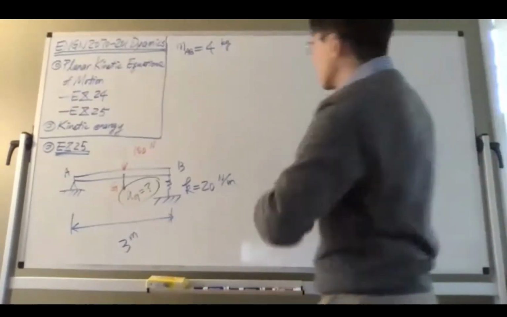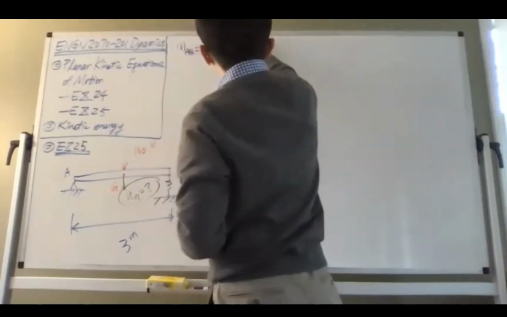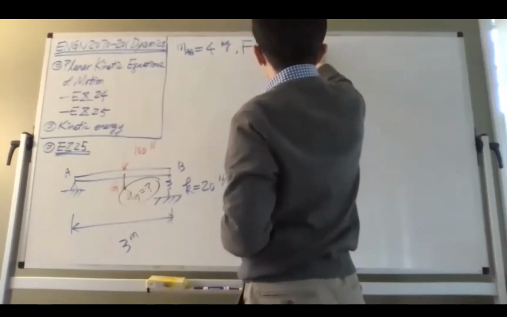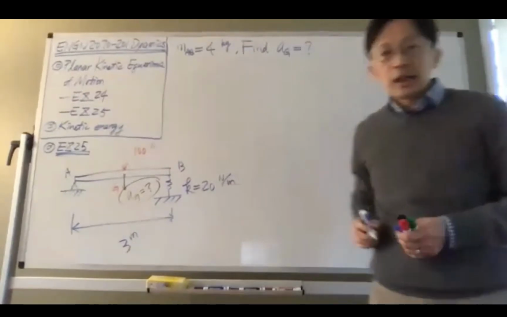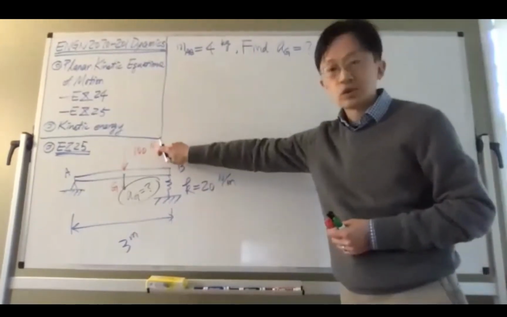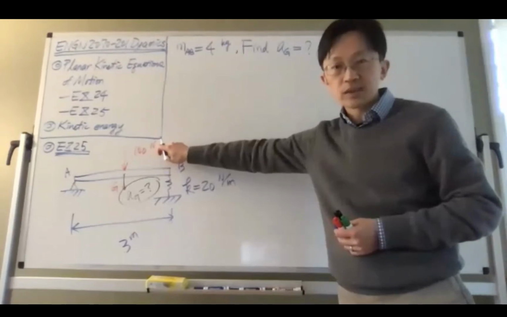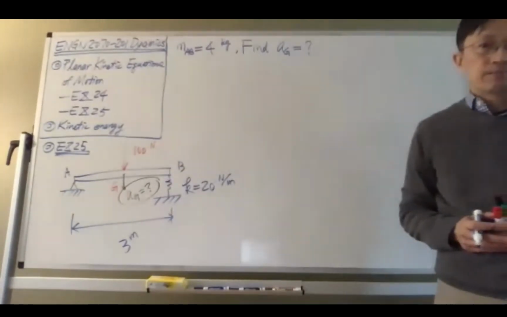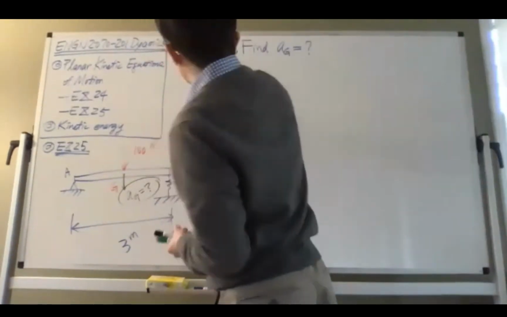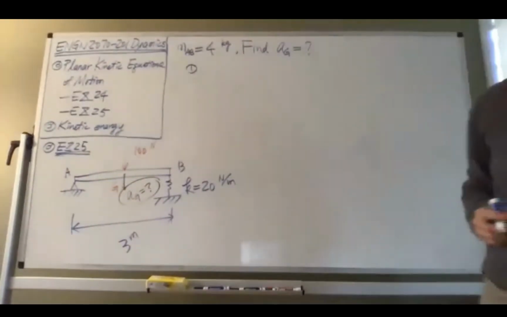So the problem with this is to find out what is the linear acceleration at the center of gravity upon the application of this 100 Newton force. That's what we're trying to figure out. Okay, so I know we won't be able to finish the problem, but let's start solving the problem.